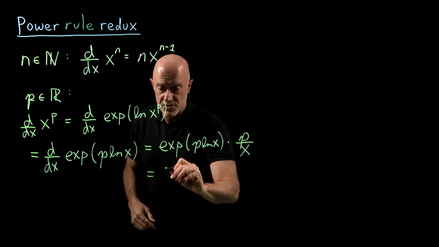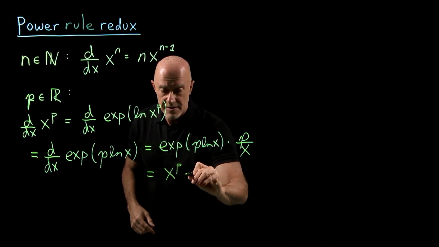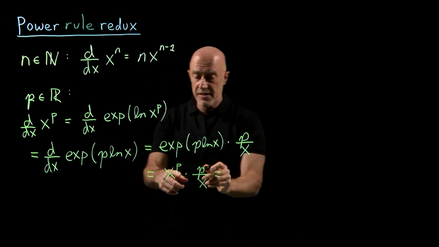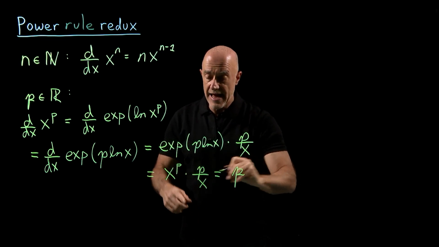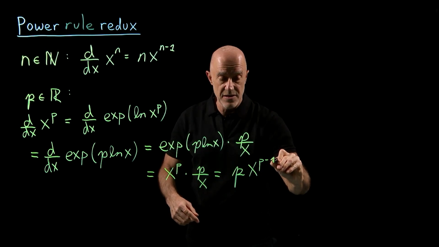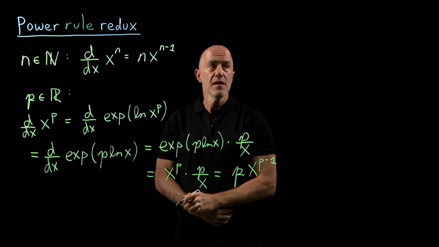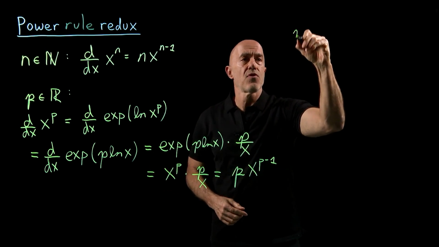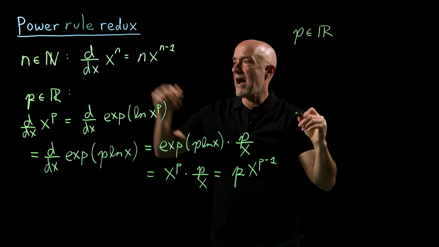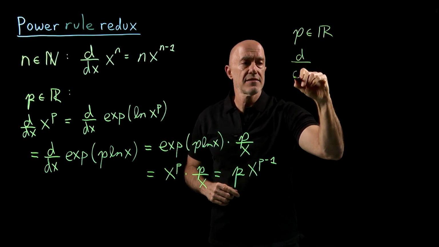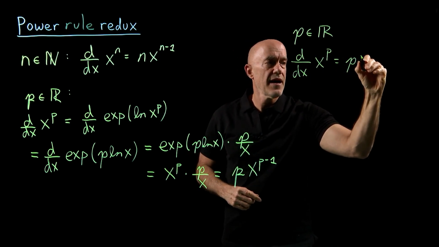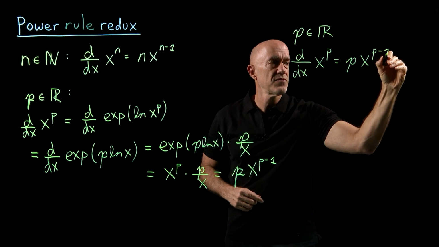So this is equal to x to the p times p divided by x. So finally, we get p, and then x to the p divided by x is just x to the p minus 1. So what we've shown then is that for all real exponents, we have the power rule: d/dx of x to the p is equal to p times x to the p minus 1.